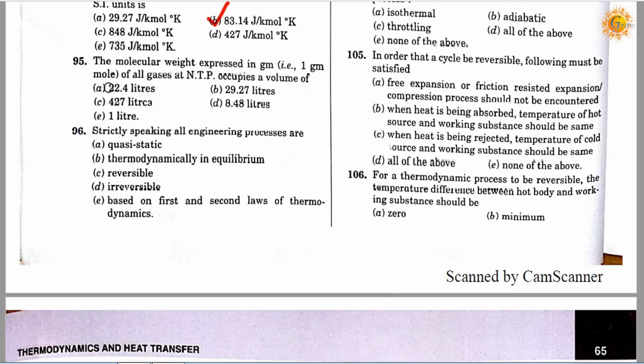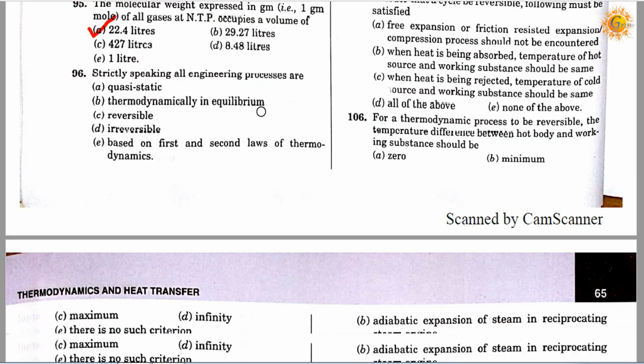Question number 95. The molecular weight expressed in gram, that is 1 gram mole of all gases at NTP, occupies a volume of option A 22.4 liters, option B 29.27 liters, option C 427 liters, option D is 8.48 liters, and option E is 1 liter. So the correct answer is A. It will be 22.4 liters.